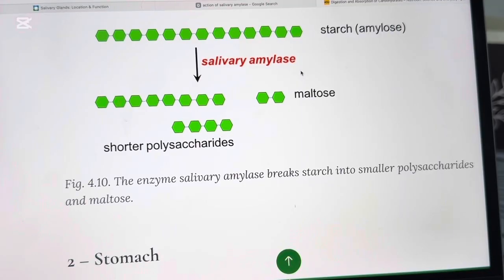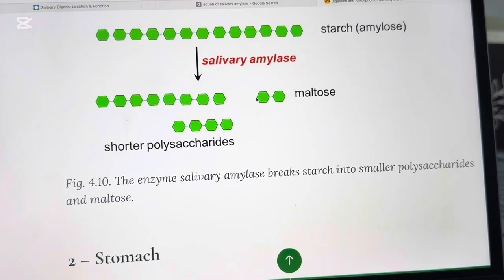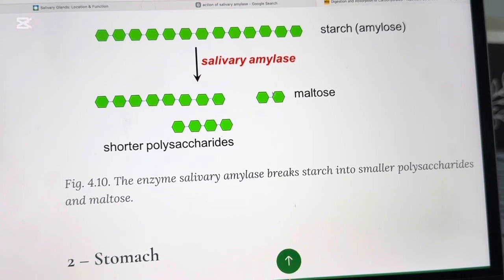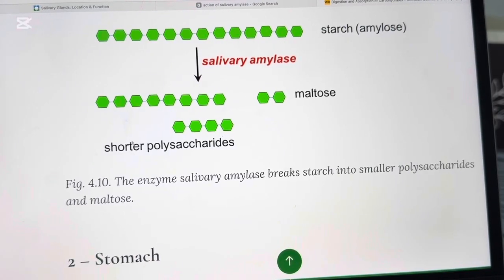Let us now discuss the action of salivary amylase. They act on starch and break these chemical bonds, and the starch is converted, some into shorter polysaccharides and some into maltose. And maltose, as you can see here, has 2 units, so it can be considered a disaccharide. Di means 2, and saccharide means sugar. So some are converted into maltose, and some remain as shorter polysaccharides.